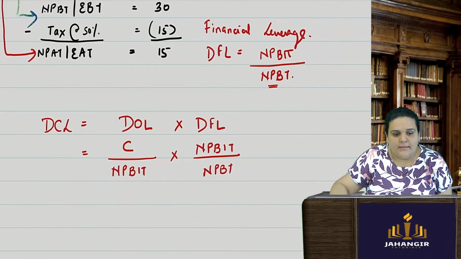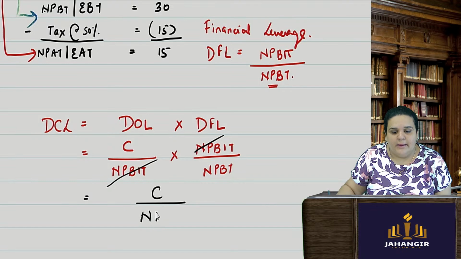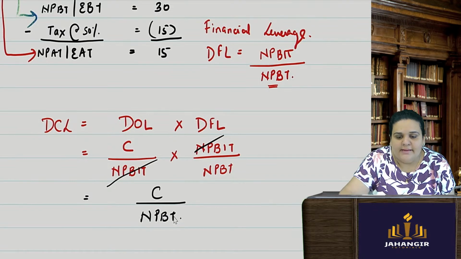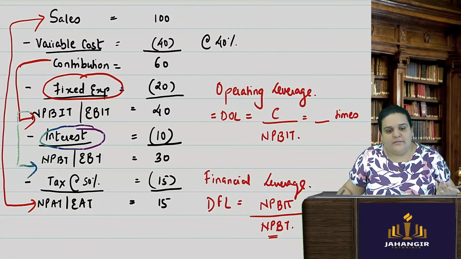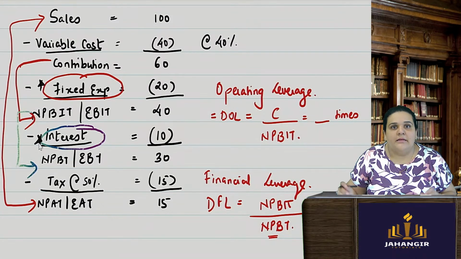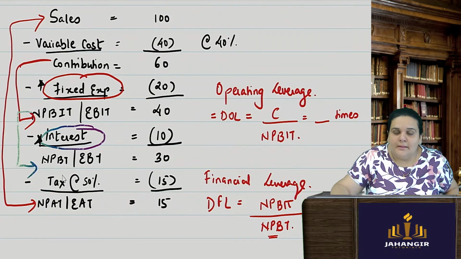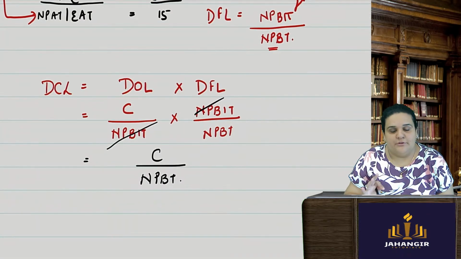Right. If I cancel NPBIT and NPBIT, I am left with contribution upon NPBT. Combined leverage means both the fixed costs, operational and financial, are considered in this particular leverage. So it falls between contribution and NPBT. This is how the formula is arrived at for all the 3 leverages.